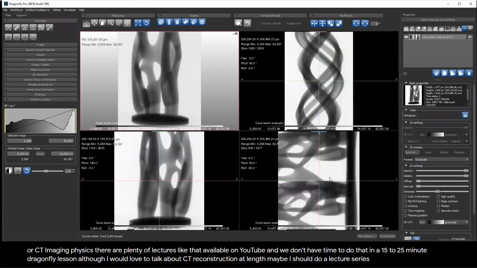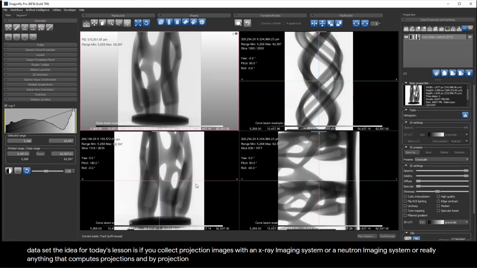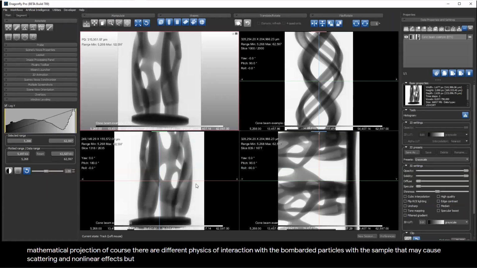Now, what we are looking at here in Dragonfly is a data set. The idea for today's lesson is if you collect projection images with an X-ray imaging system or a neutron imaging system, or really anything that computes projections, and by projections you might mean shadowgrams, or really it's very similar to a mathematical projection. Of course, there are different physics of interaction with the bombarded particles with the sample that may cause scattering and nonlinear effects, but effectively it is or can be thought of as a mathematical projection.